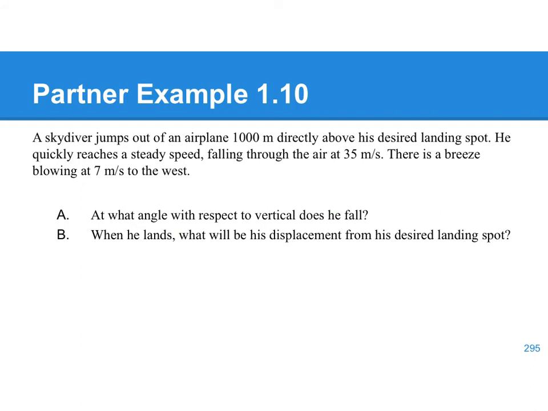So here's an example problem. This is more of a vector problem, but we have a skydiver who jumps out of an airplane 1,000 meters directly above his ideal landing spot. He quickly reaches a steady speed going at 35 meters per second. So he is going at 35 meters per second down, and there's a breeze going to the west at 7 meters per second. So the question is, what angle does he fall with respect to the vertical? So that's going to be this angle right here, and this is, of course, a right angle. And when he lands, how far is he from his desired landing spot? Well, let's get to that in just a second.